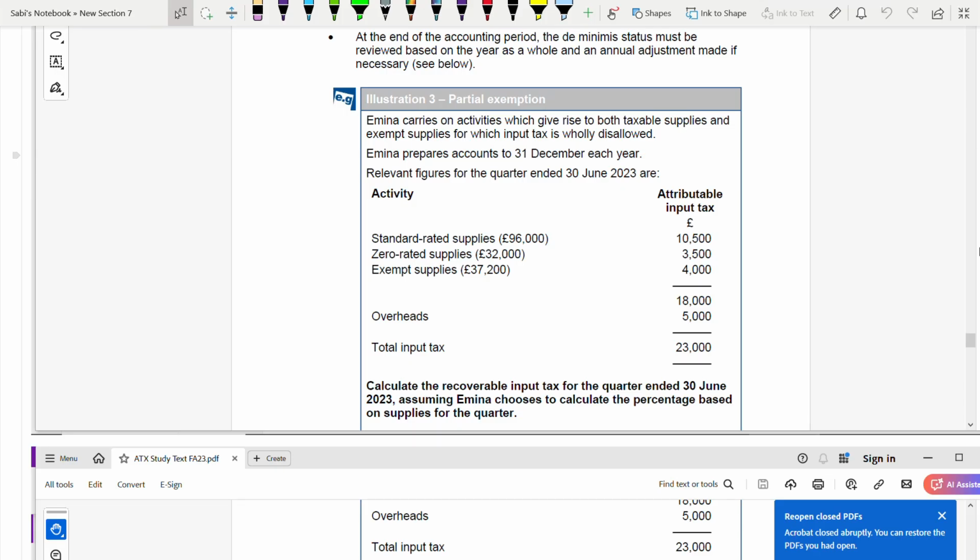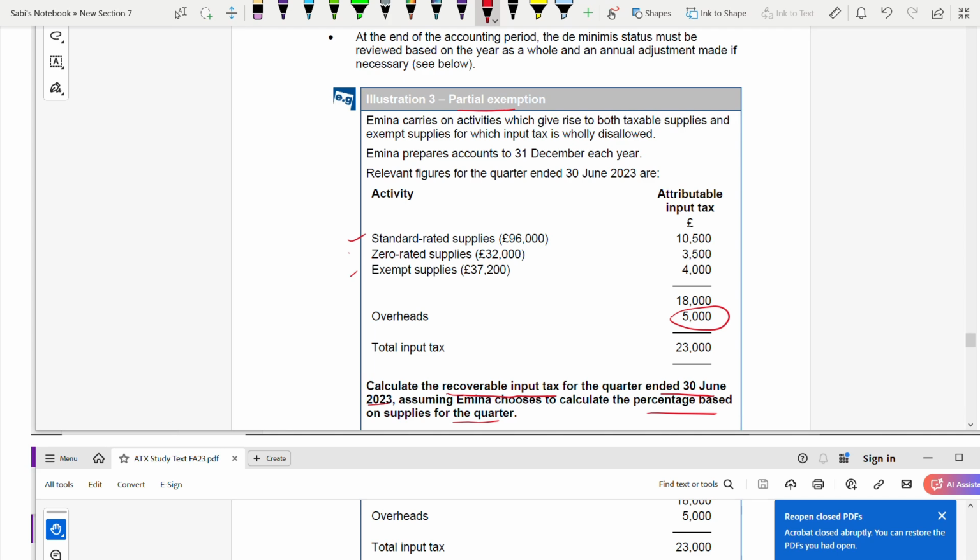Illustration 3. So we are going to go through 4 questions. This is relating to partial exemption. You have some activity and attributable input tax is given at standard rated, zero rated, exempt rated, and overheads and total input tax. So you have to calculate the recoverable input tax, the input tax that you can recover for the quarter ended 30th June 2023, assuming they choose to calculate the percentage based on supplies for the quarter.